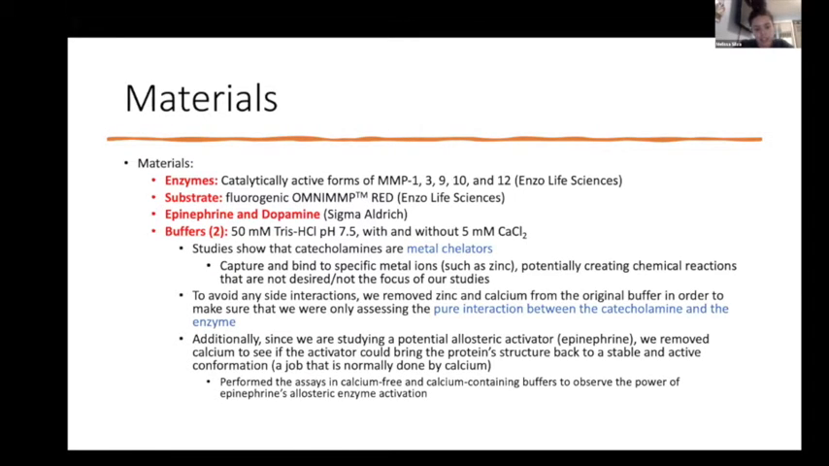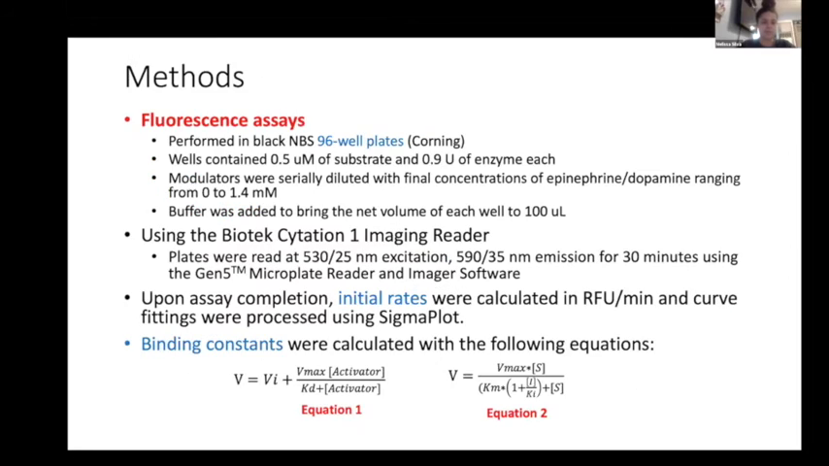And additionally, since we are studying a potential allosteric activator being epinephrine, we removed calcium to see if the activator could bring the protein structure back to a stable and active conformation, a job that is normally done by calcium. So we performed the assays in calcium-free and calcium-containing buffers to observe the power of epinephrine's allosteric enzyme activation.